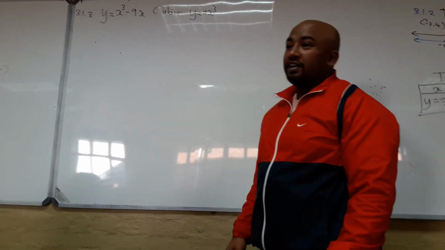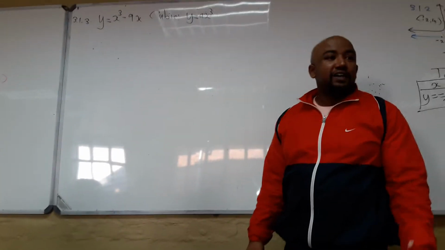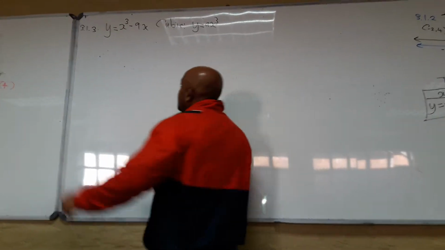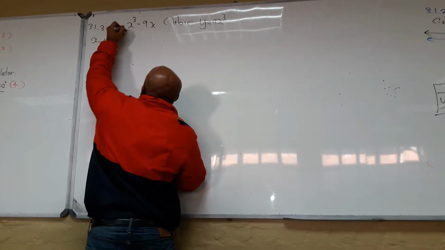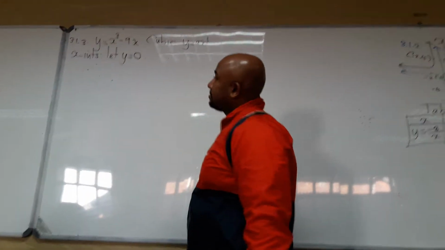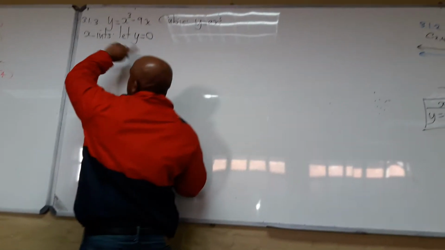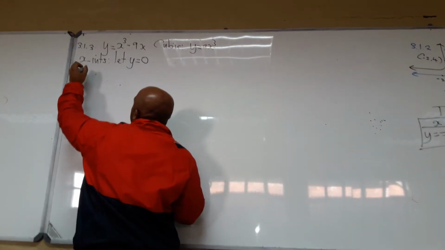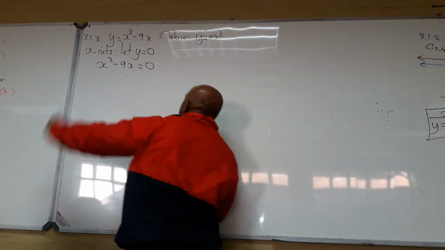So what can we find here first? It's up to you what you want to find. Let's find the x-intercepts. Right, for x-intercepts, what do we do? We let y equal to 0. So now, let me just put x cubed minus 9x on the left. Let's put the 0 on the right.